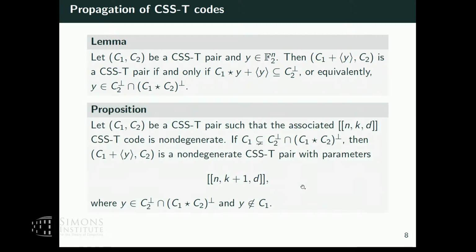And so putting that together, we have this proposition that shows actually, if we start with a CSS-T pair, then, well, there's some conditions here. But the idea is that if C1 is not as big as it could possibly be already, then I can find such a y and I can grow it so that I get a higher dimensional quantum code. So that preserves the distance, though. And if the code, yes, thank you for pointing that out. If the code is non-degenerate to begin with, then yes, the distance is preserved.